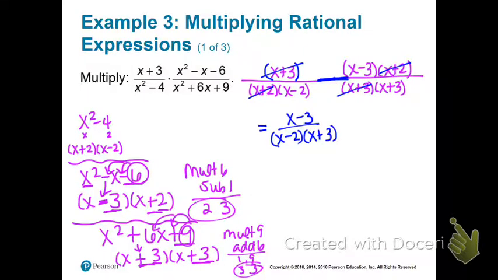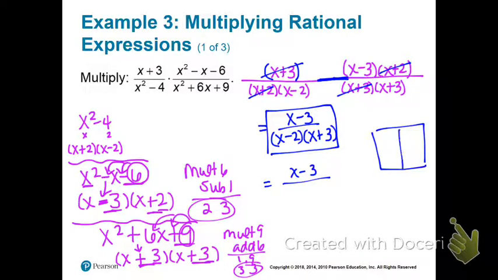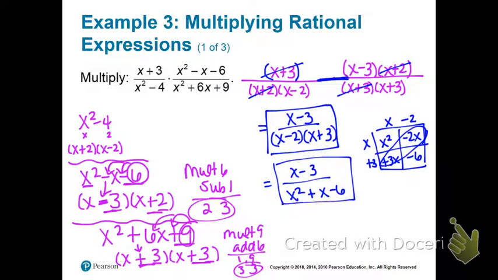And so nothing else cancels. Nothing's the same on top and bottom. So this could be a solution. But be careful because sometimes they multiply that denominator part together because there's more than one factor there. So they could have put x minus 3 over, and they would have done the box or FOIL to that x minus 2 and that x plus 3. And they got x squared minus 2x plus 3x, and minus 6. So they would have got x squared, 3x minus 2x is x, and then minus 6. So either one of these would be correct answers.